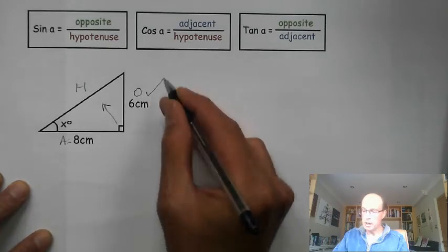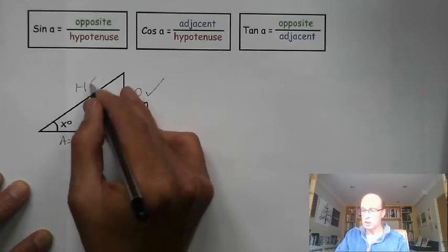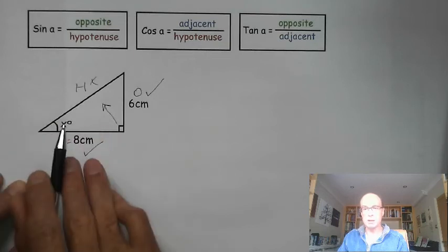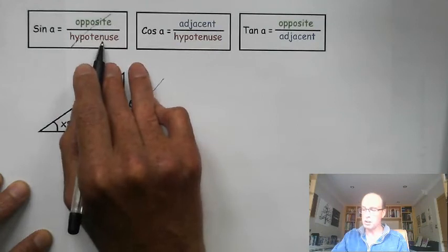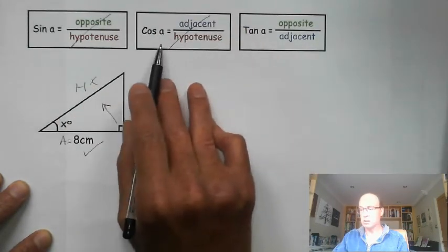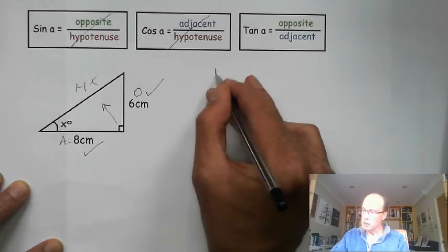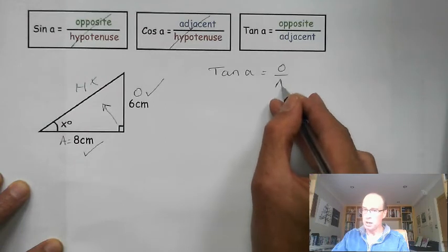So we've been given O, we've been given A, we don't know how long the hypotenuse is. So if my ratio has got hypotenuse in, I need to eliminate it because I don't know what that value is. So I can't use sine, it's got hypotenuse in, I can't use the cosine, it's got the hypotenuse, must be using my tangent function. So let's write the formula down. Tan of A is equal to O over A.